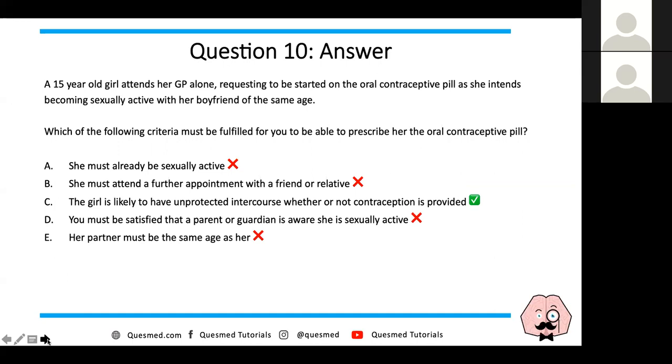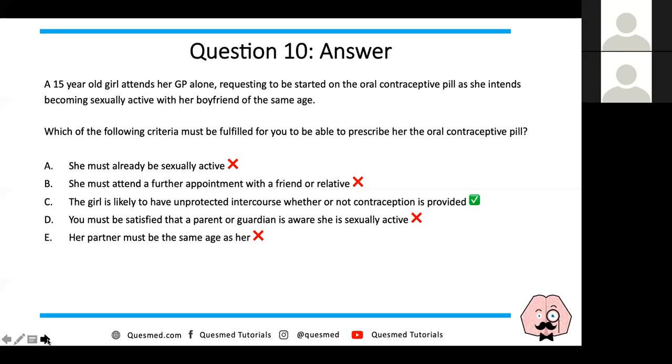You must be satisfied that the parent or guardian is aware. Nope, you don't have to be satisfied that the parent or guardian is aware. You must make some effort to encourage them to tell someone, a parent or guardian, just so they have an adult they can talk to. But that's not a prerequisite for providing contraception.